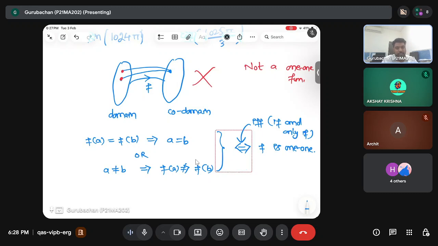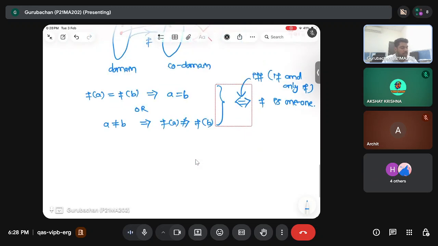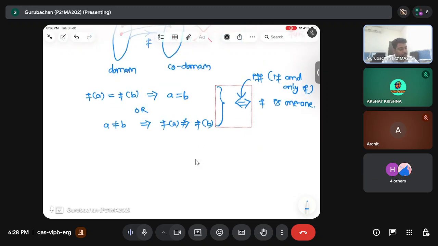So this definition is clear. If a is not equal to b, then f of a should not be equal to f of b. Or the method to prove it: you start with f of a equal to f of b and you prove that a equal to b.